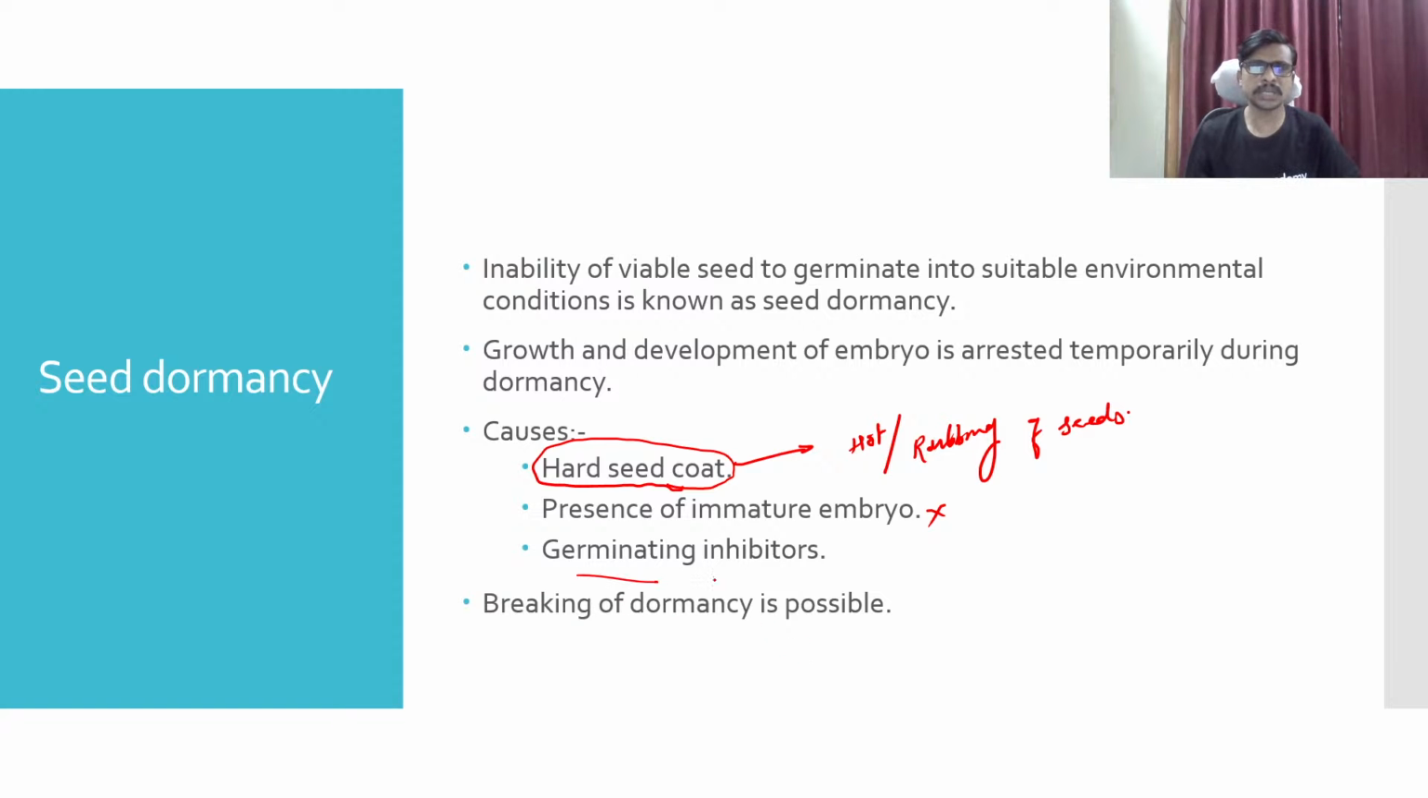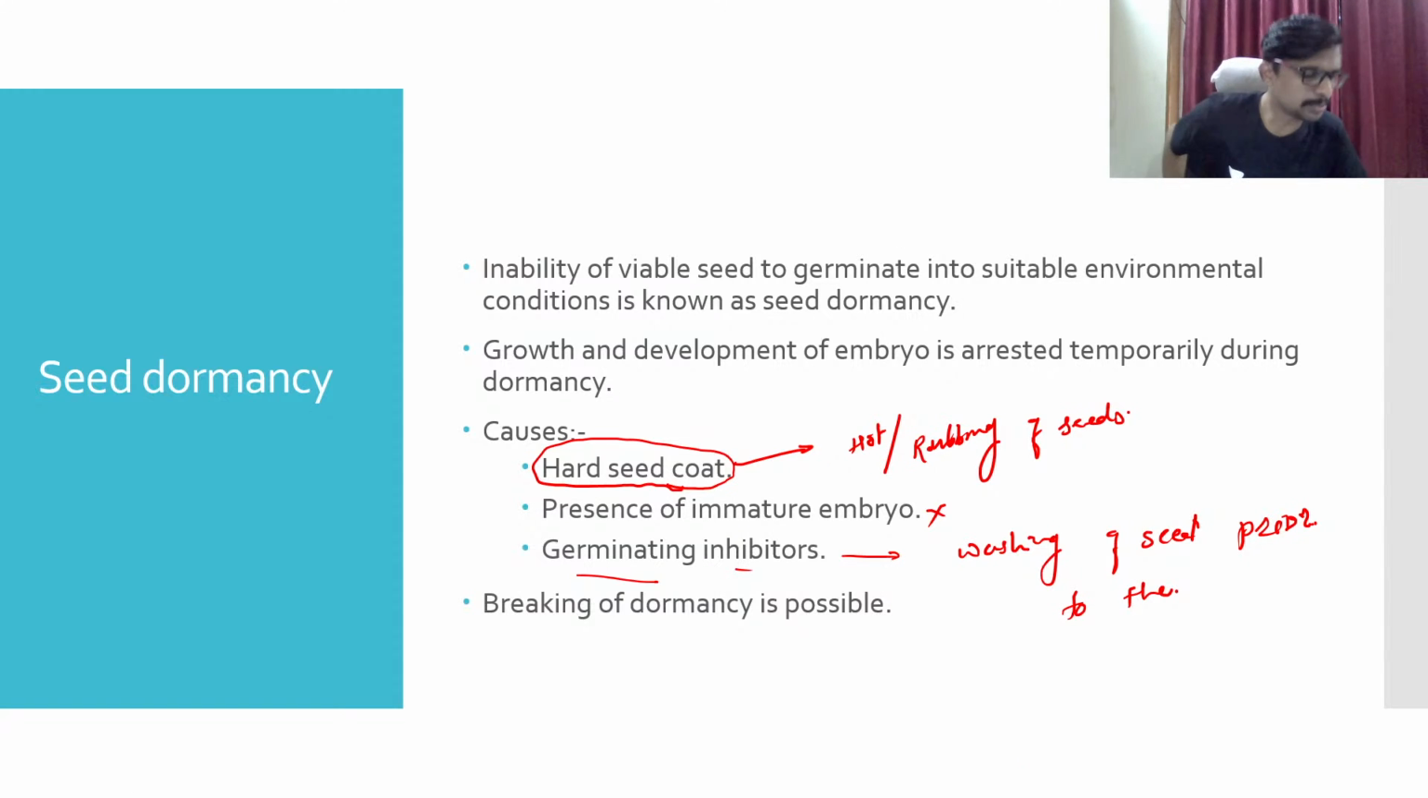Okay. For germinating inhibitors, there is washing of the seed prior to planting. Before planting the seed, wash it properly once. So the chemical which is present on the seed coat, which sometimes acts as an inhibitor, will be removed from the seed coat, and now your seed is ready to germinate. So dormancy can be overcome, can be broken.